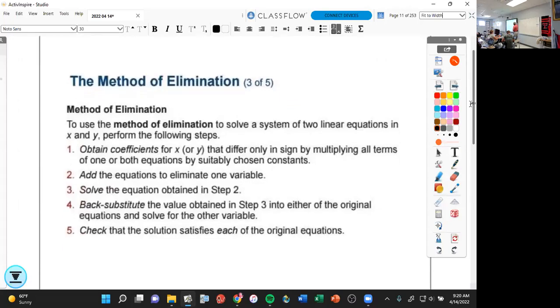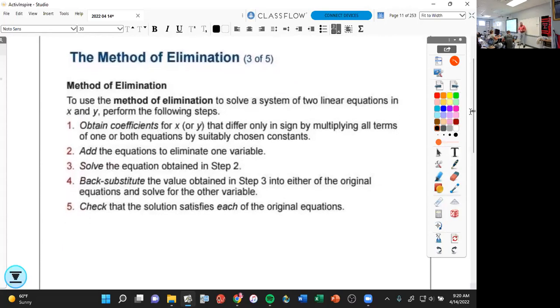Okay, so the steps for eliminating. Step number 1, obtain coefficients on x or y, it doesn't matter what you eliminate, that are the same number with different signs. That way, when you combine them, it's going to go away. Step number 2, combine them to eliminate that variable. Step number 3, solve that equation. Step number 4, back substitute it into the original. And step number 5, very important, is to always check your answers.